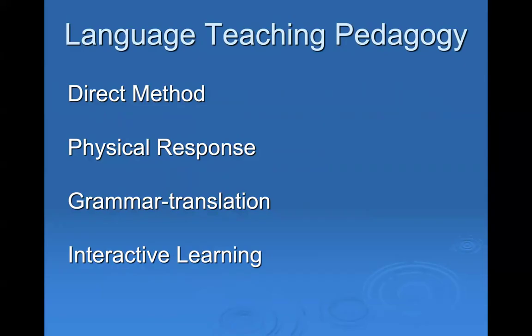Okay, different pedagogies for teaching Chinese. Direct method is to use the target language to teach the language. It is okay for advanced students, high level proficiencies, but not for low levels like beginners. They won't understand. Physical response is more suitable for primary school and middle school students. Grammar translation is sometimes a little bit boring, so I decided to use interactive learning.